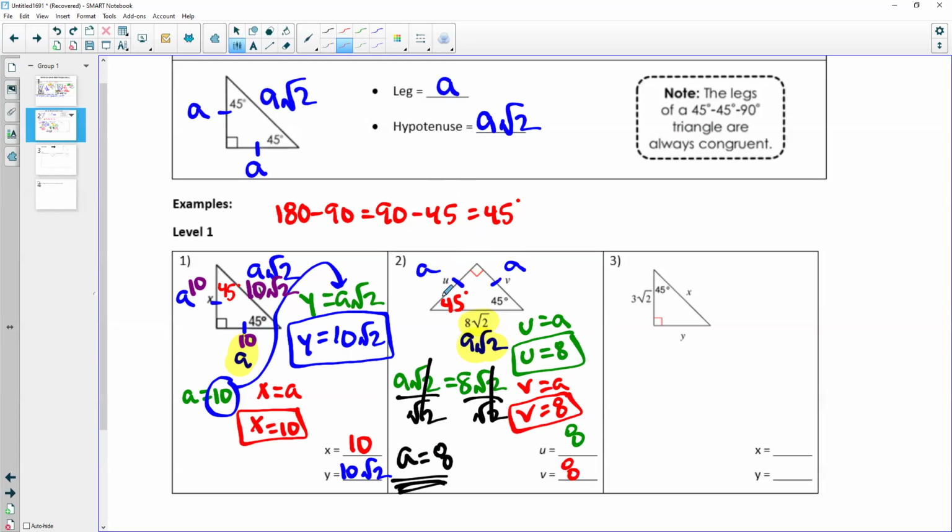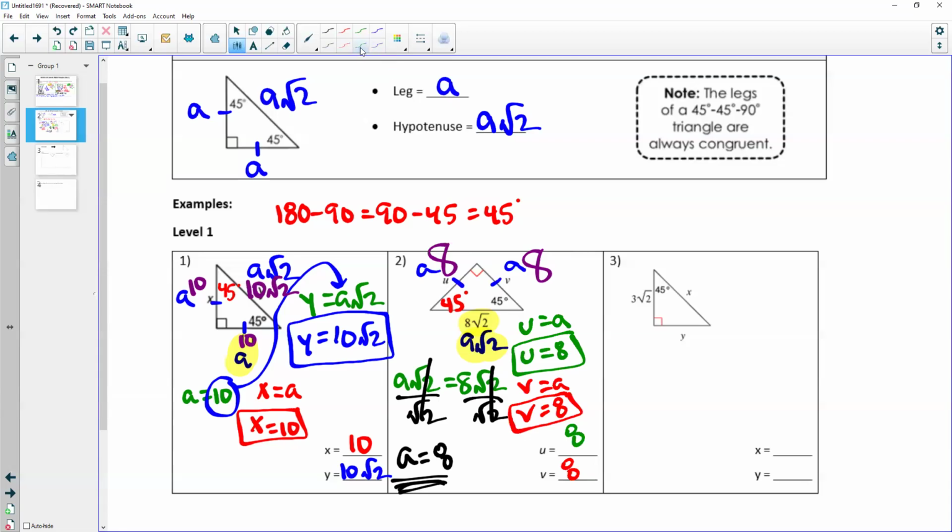And this should make sense because in our 45, 45, 90 special right triangle, you're going to end up realizing that the legs are congruent. So I have 8, 8, and 8 times the square root of 2. Again, still following the pattern that we saw in the last example and in the warm-up. Let's look at number 3 now.